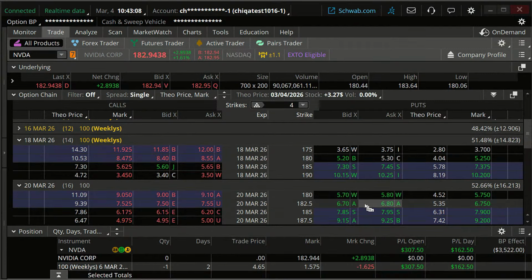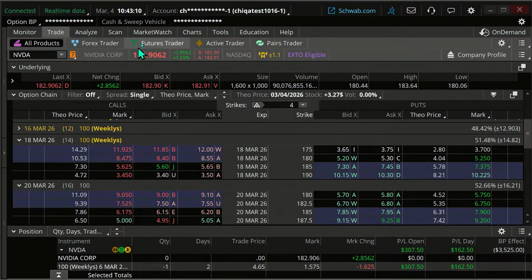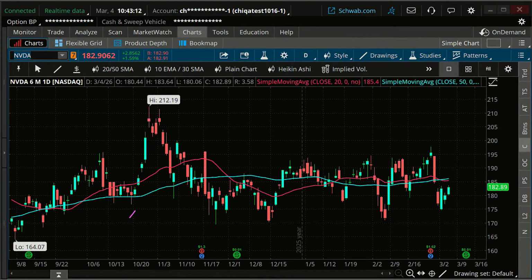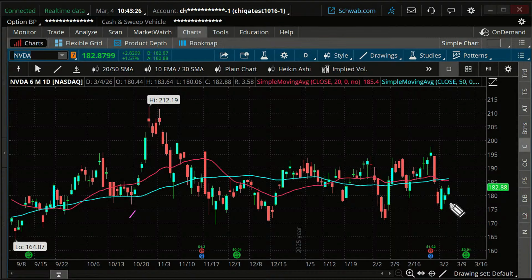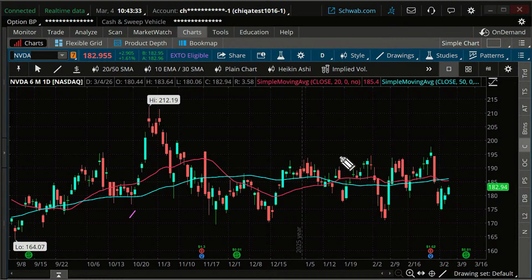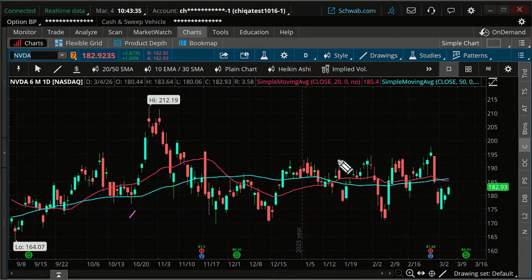So is it right or wrong? What's the best course? I don't have an answer for that. You could just get out of this, especially if you don't want to risk assignment. You could do the wheel strategy where we're fine being assigned. That's fine too. Or you could also roll and just use the short put strategy and keep rolling out and keep bringing in a credit. Those are absolutely fine alternatives.